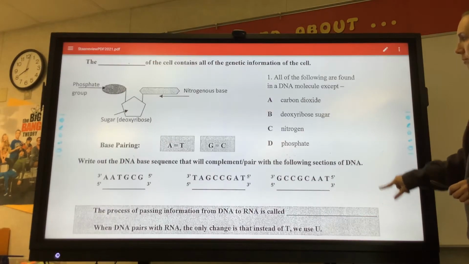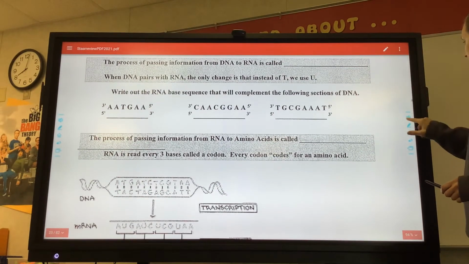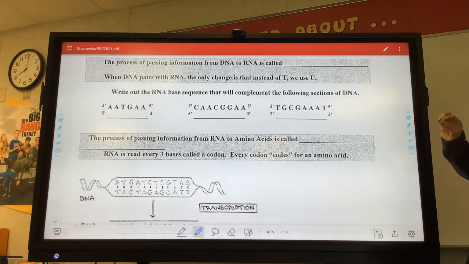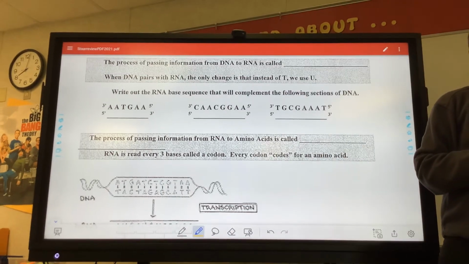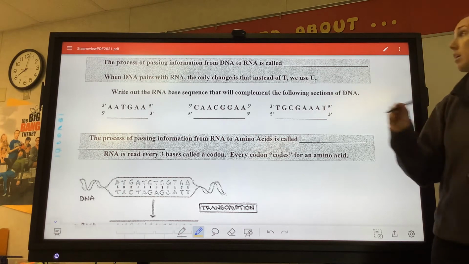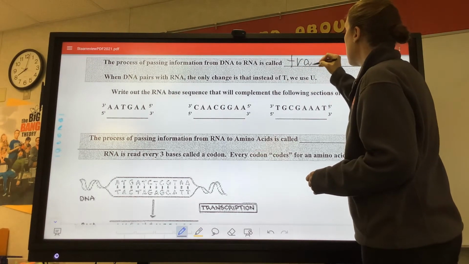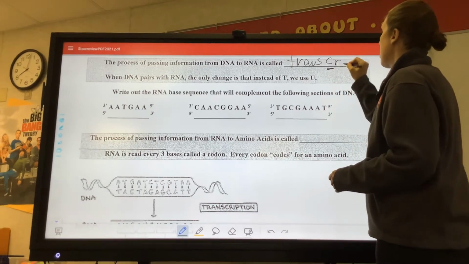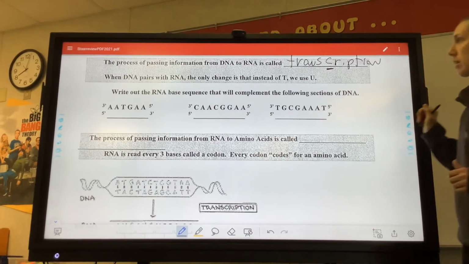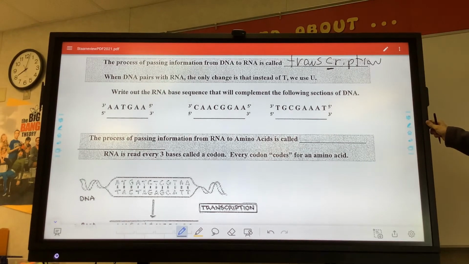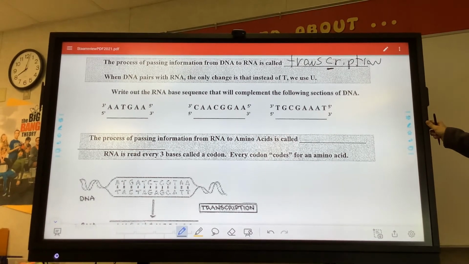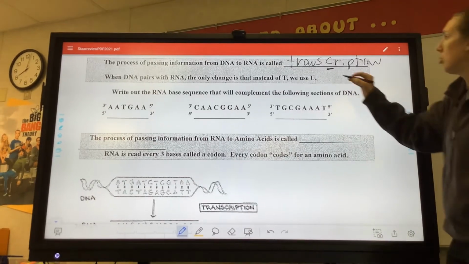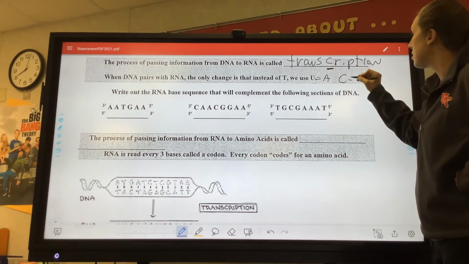Okay. The process of passing information from DNA to RNA. What did we just say it was called? Transcription, with a C. Transcription. That comes first. DNA pairs with RNA. The only change is that T is now replaced by U. Apples under. So it's U bonded to A, C is still with G.